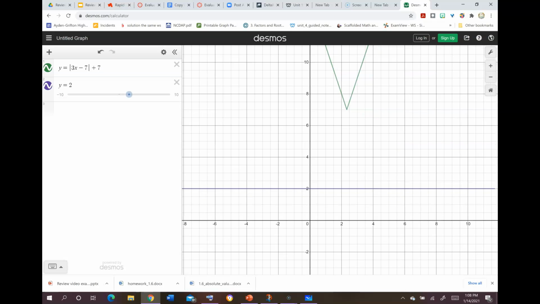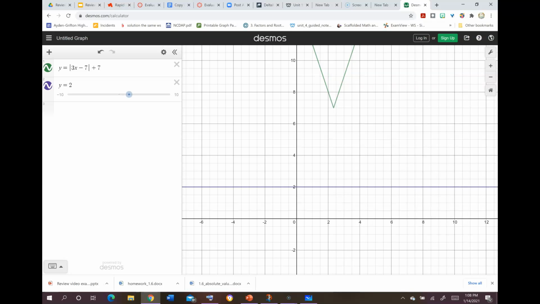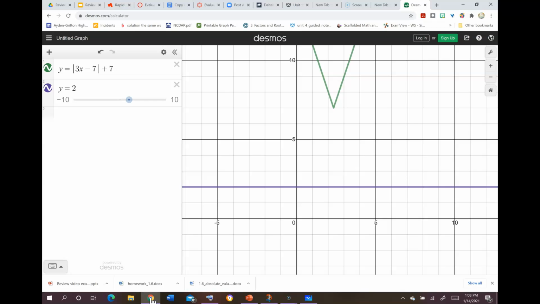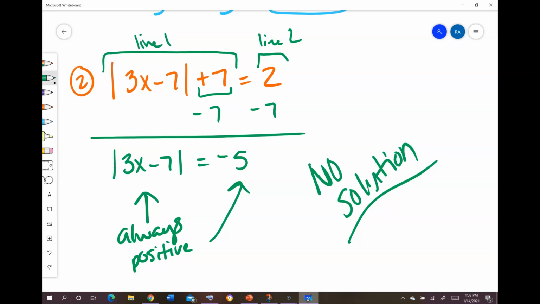All right, so you're looking to where these two graphs intersect. Well, do these graphs intersect? These graphs do not intersect at all. So if they do not intersect, is there an answer? No, which is exactly what we got with no solution. Okay, so if they don't intersect, that just shows you that your no solution is correct.